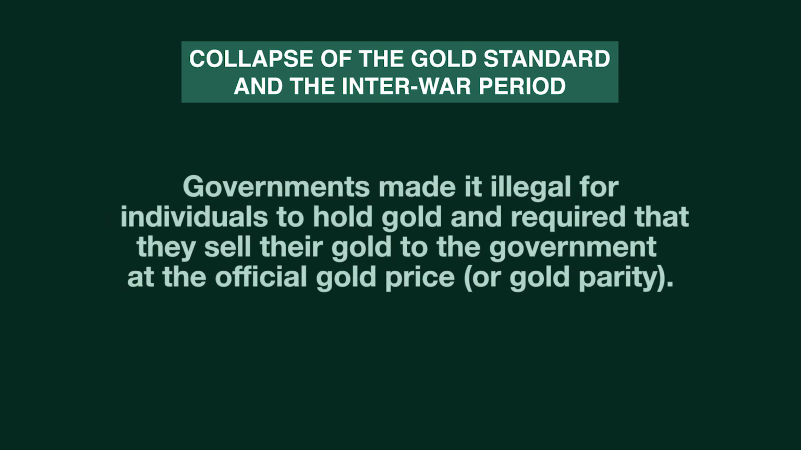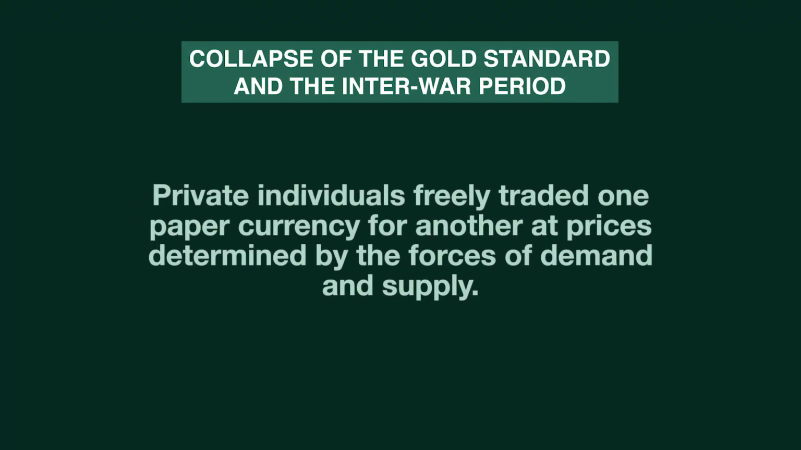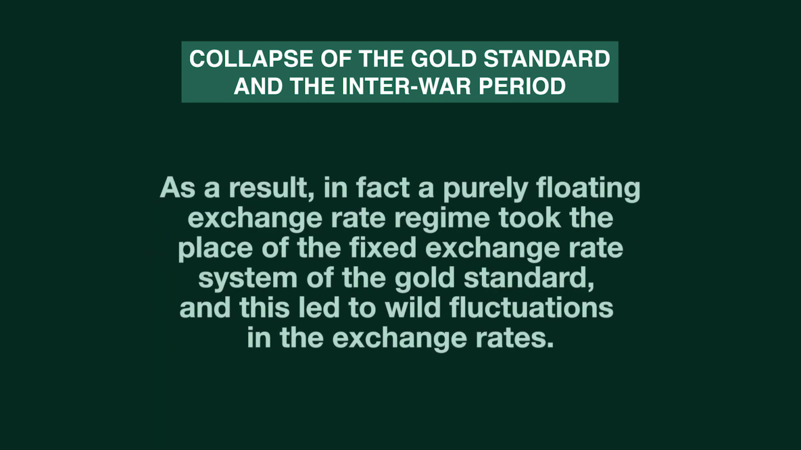Governments made it illegal for individuals to hold gold and required them to sell their gold to the government at the official gold price or at the gold parity. The classical gold standard thus came to an end in the world. Private individuals freely traded one paper currency for another at prices determined by the forces of demand and supply. As a result, in fact, a purely floating exchange rate regime took the place of the fixed exchange rate system of the gold standard, and this led to wild fluctuations in the exchange rates.